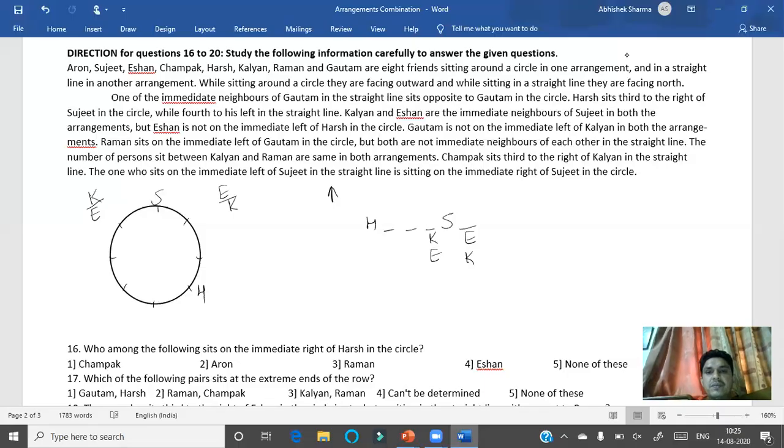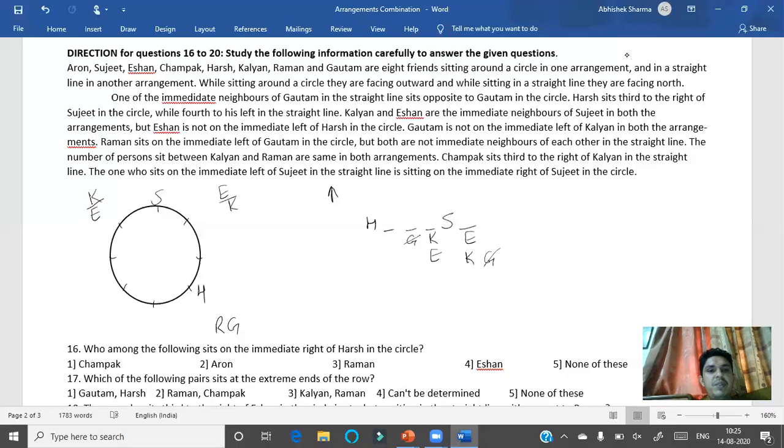This must be here. Thereafter, Gautam is not an immediate neighbor of Kalyan in both the arrangements. So if Kalyan is here, Gautam must not be here, or if Kalyan is here, Gautam must not be here. Right. Thereafter, Raman sits on the immediate left of Gautam in a circle. So in the circle, we have to make it like Raman sits immediate left of Gautam. Right? Raman sits immediate left of Gautam in a circle, but both are not immediate neighbors of each other in a straight line, right? Okay.